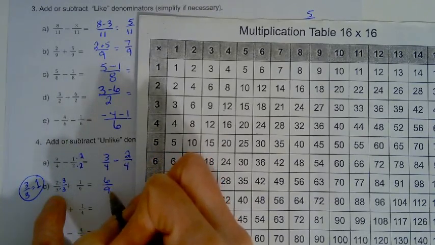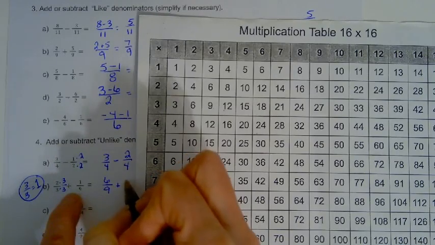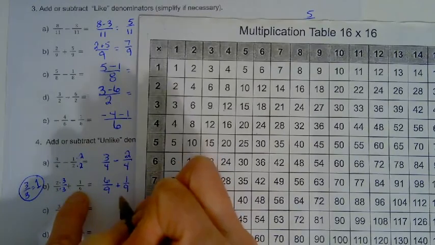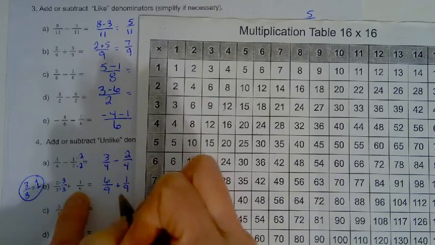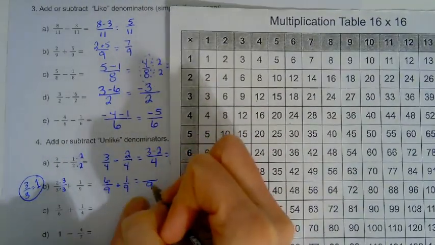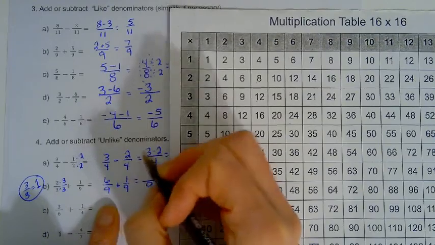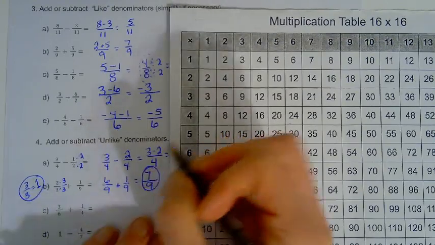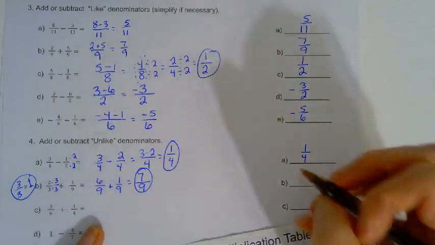And that's good because we want to add it to 1 over 9. So now the denominators match. So we're going to keep the denominator and add the numerator. 6 plus 1 is 7. And our answer is 7/9.